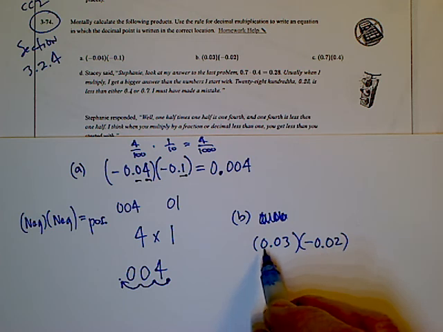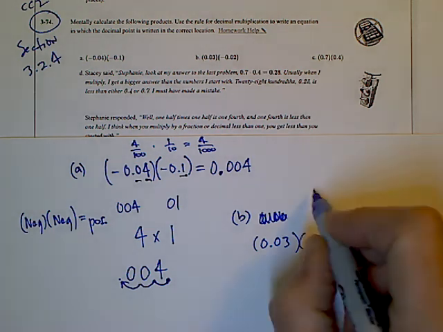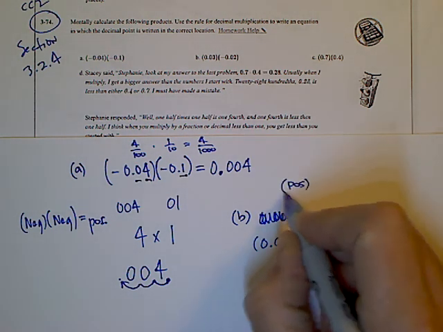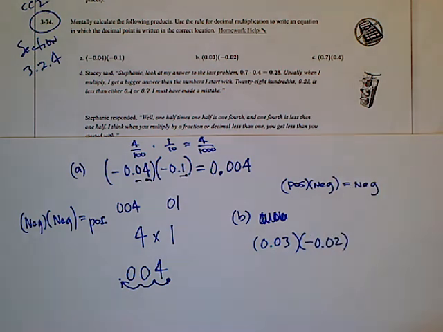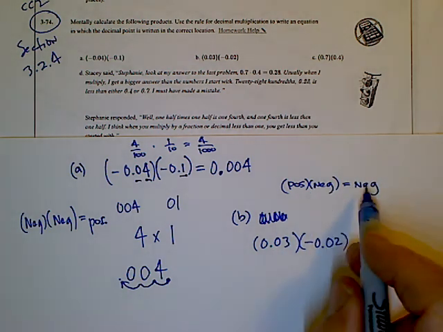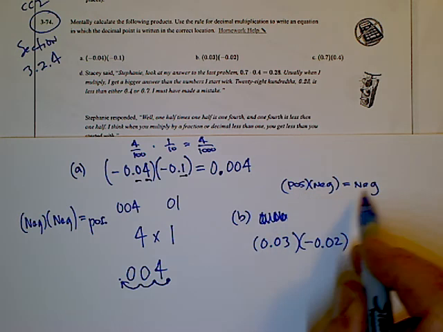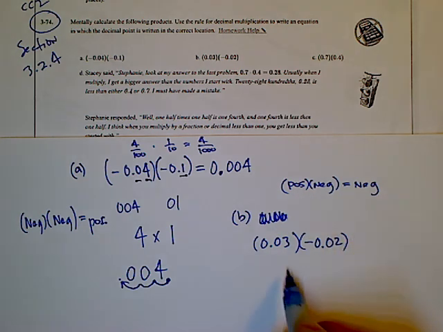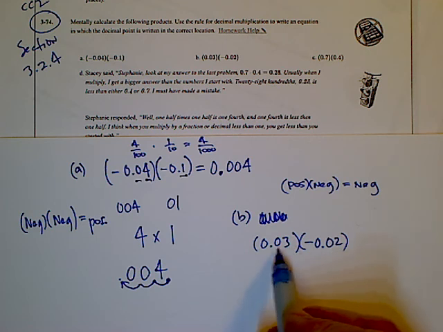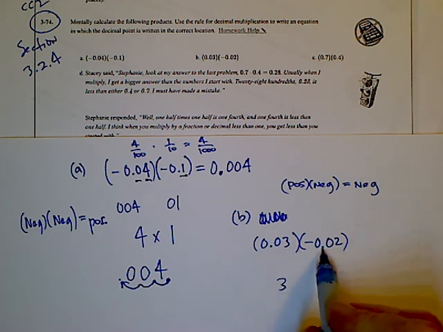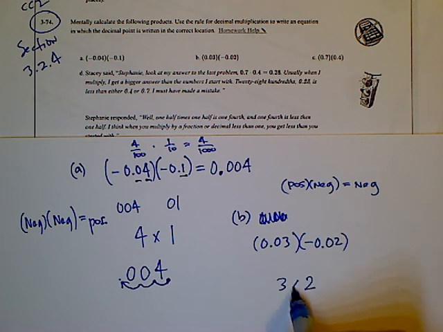So first of all, I have a positive times a negative. And remember, a positive times a negative is a negative. When you're multiplying or dividing opposite signs, you end up with a negative value. So in this case, I know my answer is going to be negative, but I'm going to ignore the decimals and consider just the digits. Here we have 003, so really it's just 3, and 002, which is just 2. So 2 times 3 is 6.